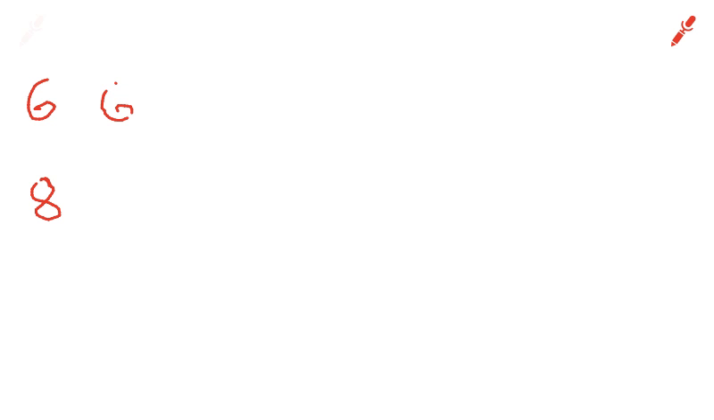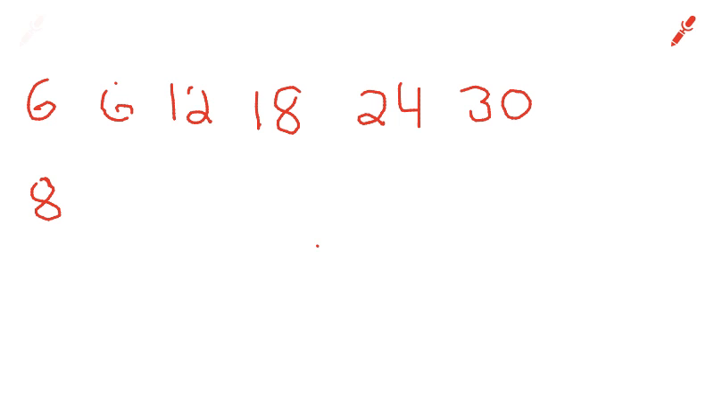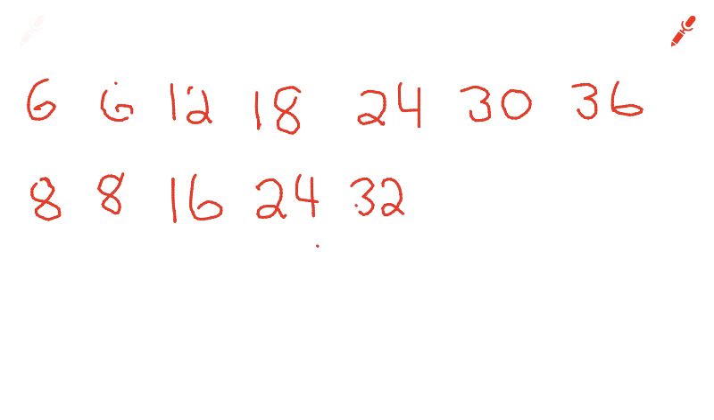6, then 12, then 18, then 24, 30, and 36. Multiples of 8 would be 8, 16, 24, 32, 40, 48.